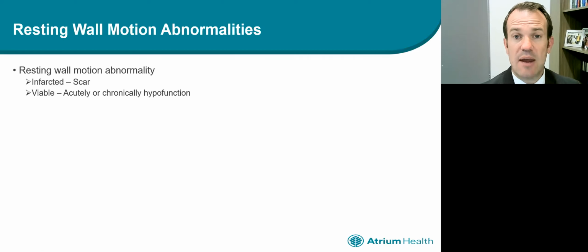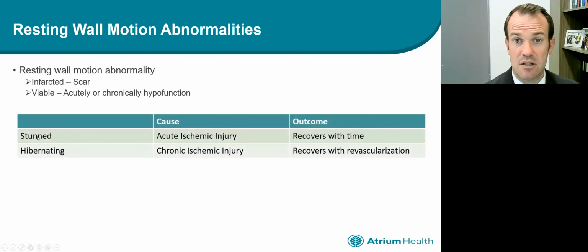So when we see a resting wall motion abnormality, it is either related to an infarct or scar, or this is a viable wall motion, and this is usually related to either acutely or chronically hypofunctional segments. This can be broken down into stunned myocardium, usually after an acute ischemic injury, which will recover with time, or hibernating myocardium, which is related to chronic ischemic injury and will recover with revascularization.